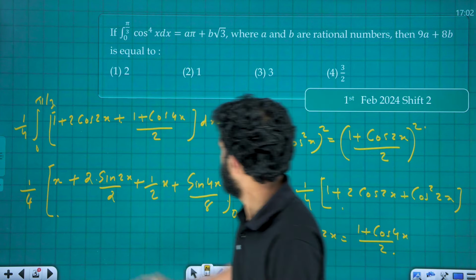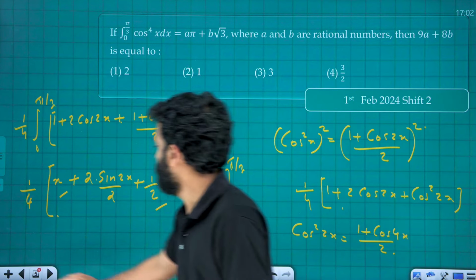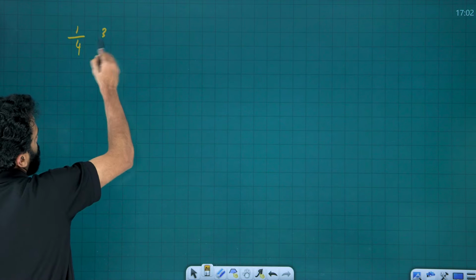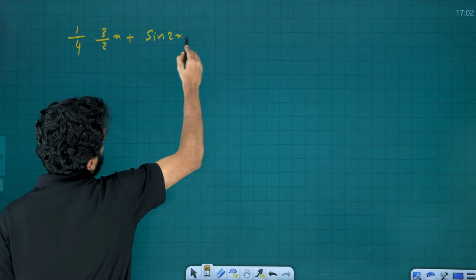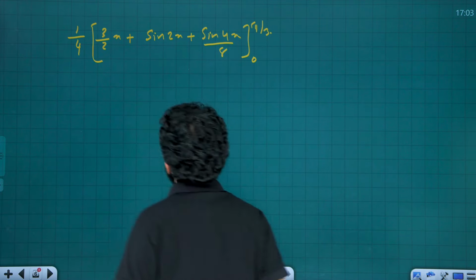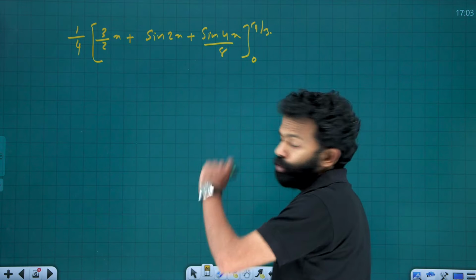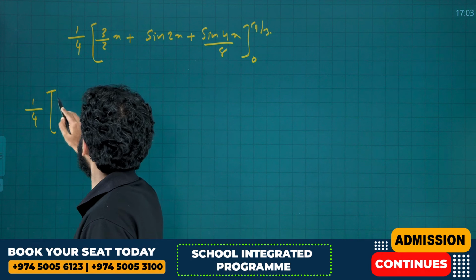So, before that, what is x plus 1 by 2x? That is 3 by 2x. In the next page, we can write that. Therefore, it will be 1 by 4 into 3 by 2x plus sin 2x plus sin 4x divided by 8. So it has reduced to this one, that is 0 to pi by 3. Let's cross check this if it is correct or not. Yeah, it's correct.